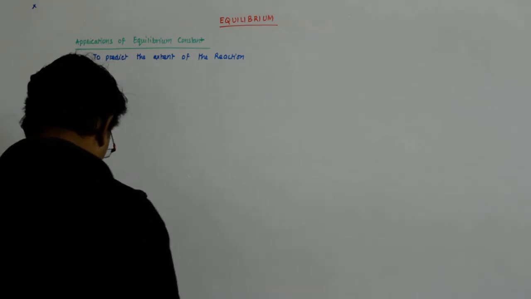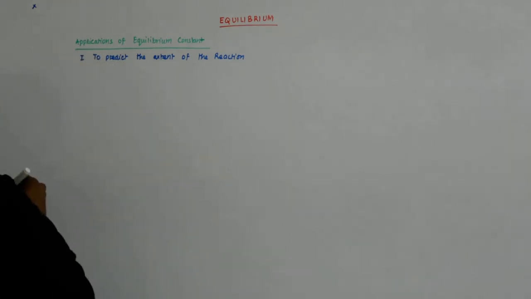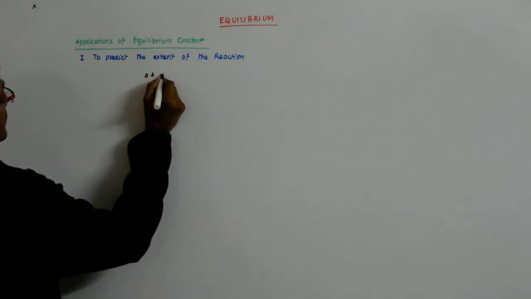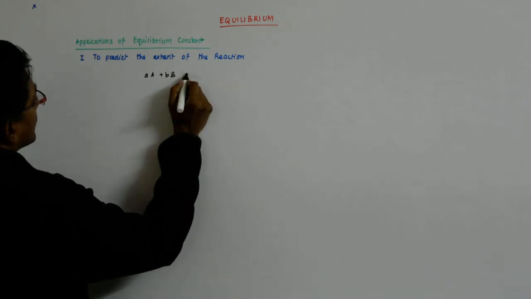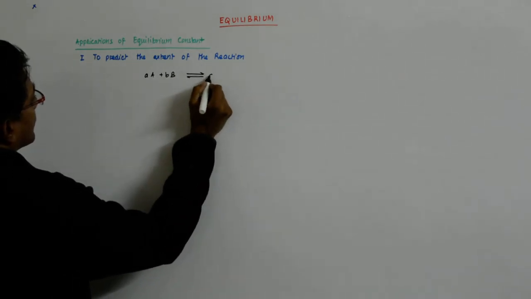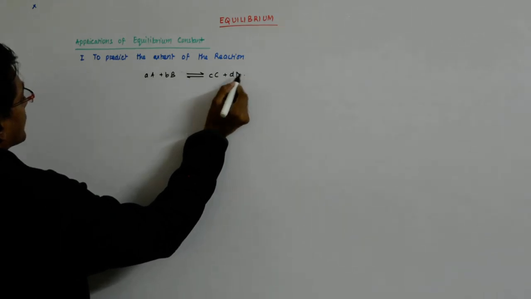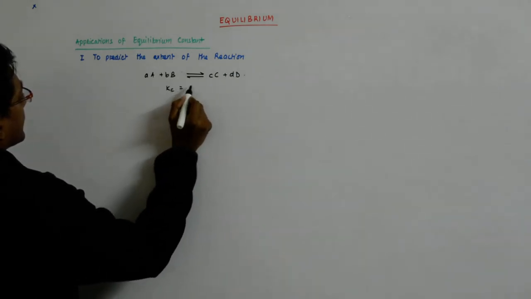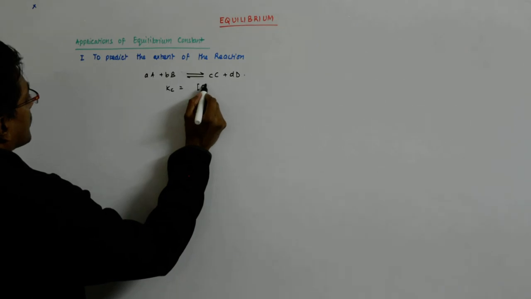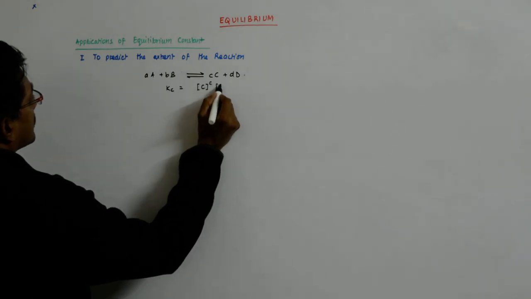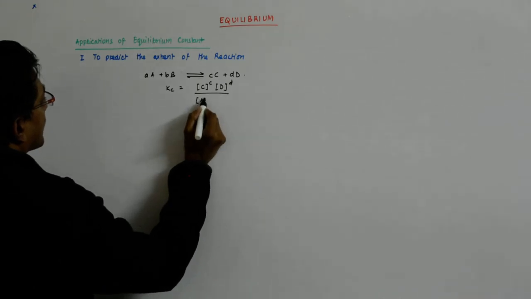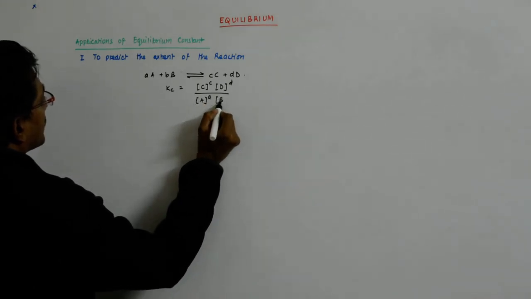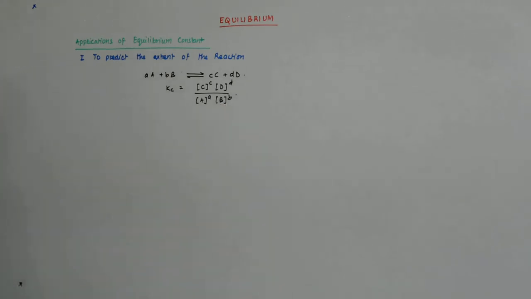Now, we have been writing this again and again. Let me write it once again. So it is this, giving me the most general equation, and Kc is equal to C to the power c into D to the power small d divided by A to the power a into B to the power b.